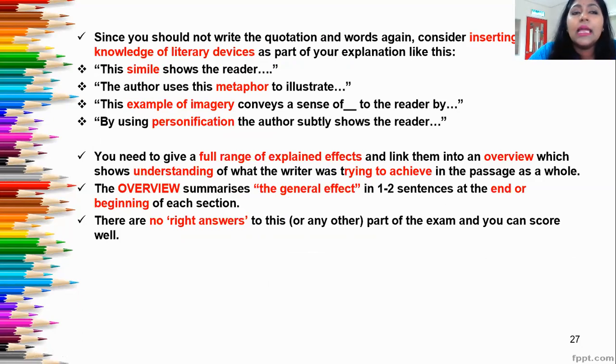For an example, in case you are going to write about a simile, instead of writing one particular sentence just to introduce that this is a simile, you can straight away put it as part of the bridge word: that this simile shows the reader that the author uses this metaphor to illustrate. This example of imagery conveys a sense of what? By using personification, the author subtly shows the reader what.